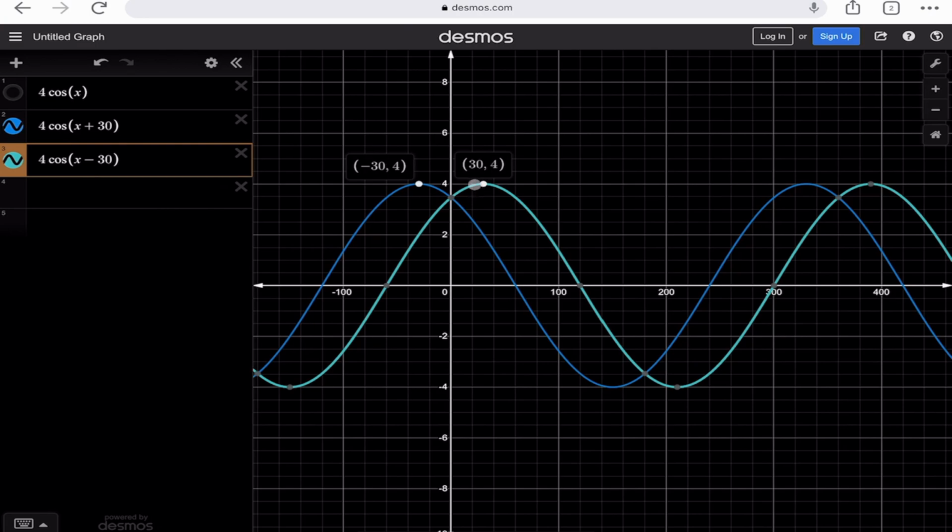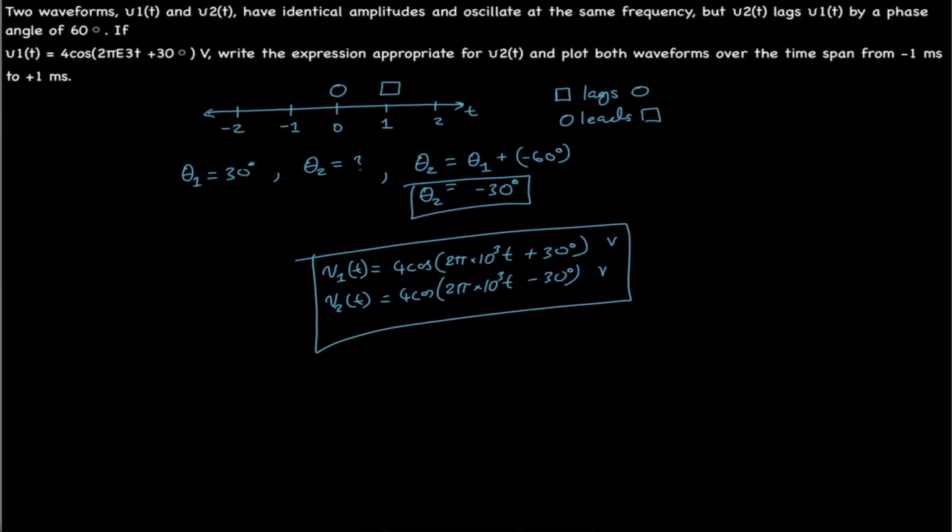So it occurs at positive 30. So -30 plus 30 is equal to 0, plus another 30 is equal to 30. So there we have it. For this one, it's a little bit counterintuitive, but lead and lag is simple. We can just see that v1 of t leads v2 of t. So thus, v2 of t lags v1 of t.